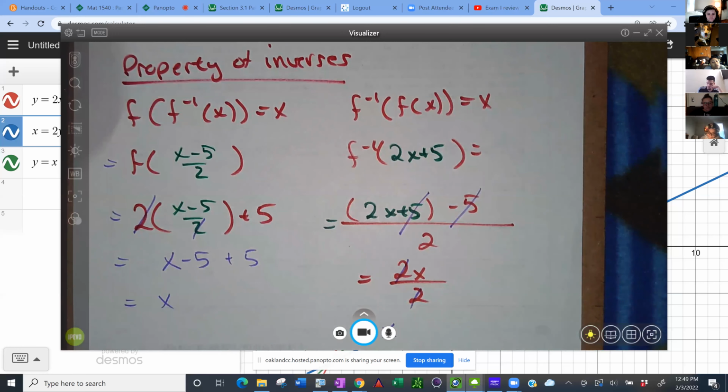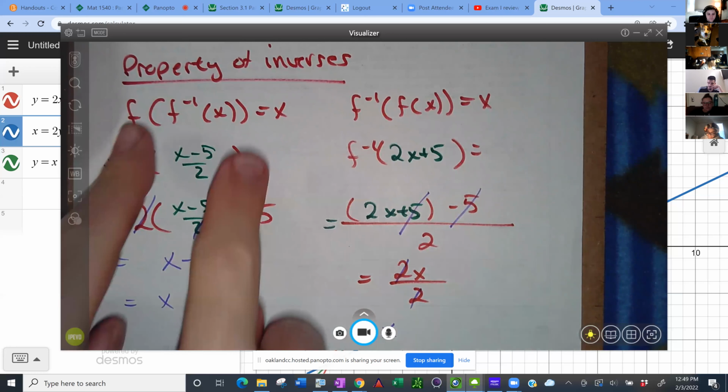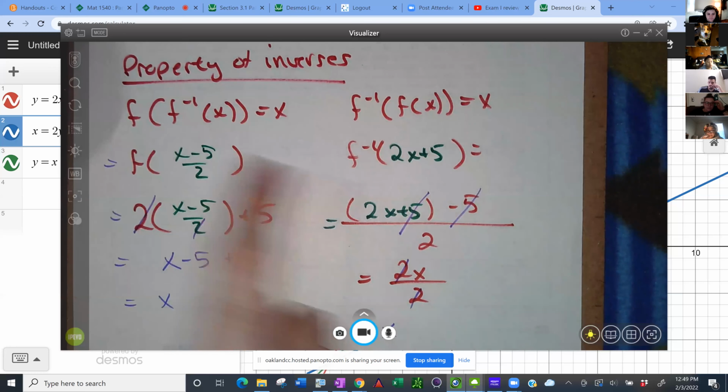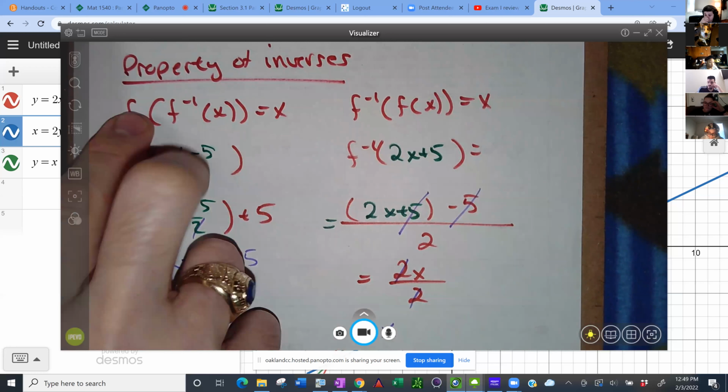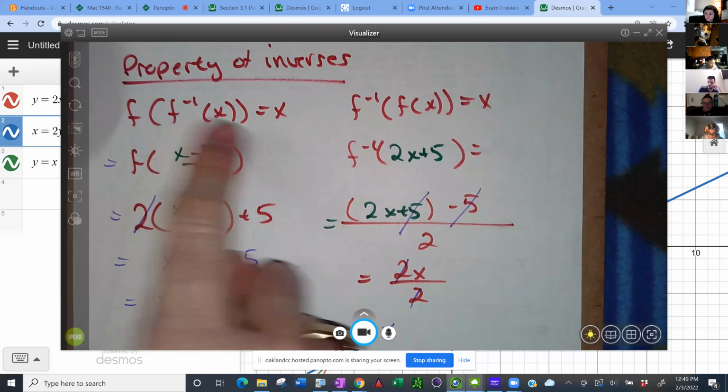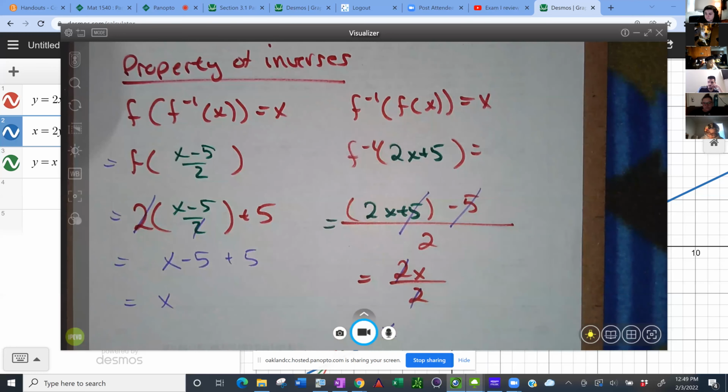So, just a little heads up, there is a problem in the homework that asks you about the inverse property. And that's what this is. When you compose these two functions in either order, you get back to where you started, which is x.